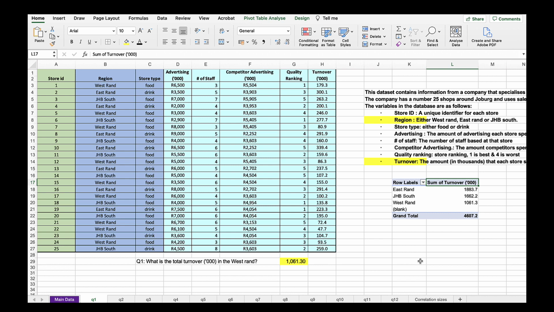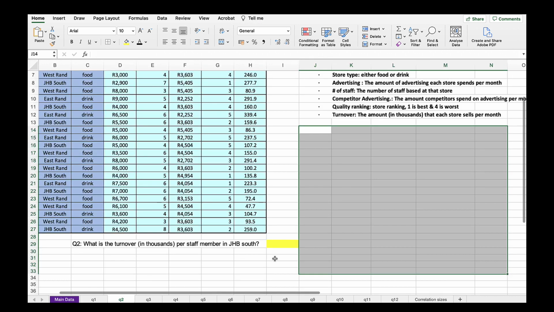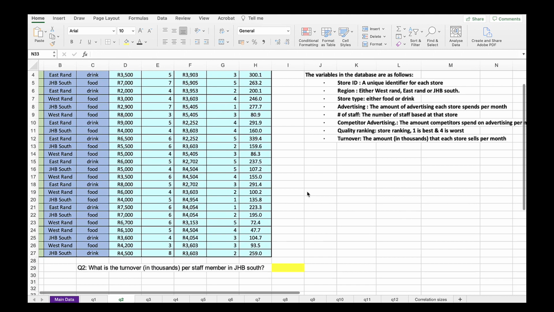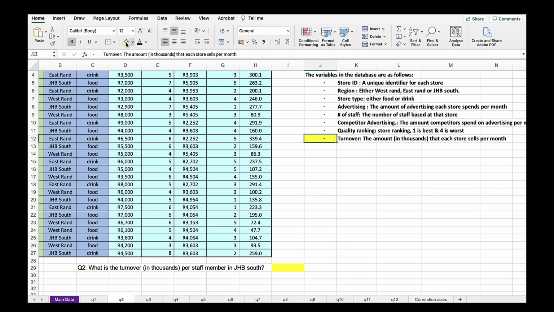Let's move on to question 2. Question 2 is saying to me, what is the turnover in thousands per staff member in Joburg? So we're looking at what is the turnover. Again, we want the turnover. So I'm going to paint the turnover in yellow. What is the turnover per staff member? So we want to know the number of staff. So I'm going to paint that in yellow as well. And then in Joburg South. So we also want to know the region.